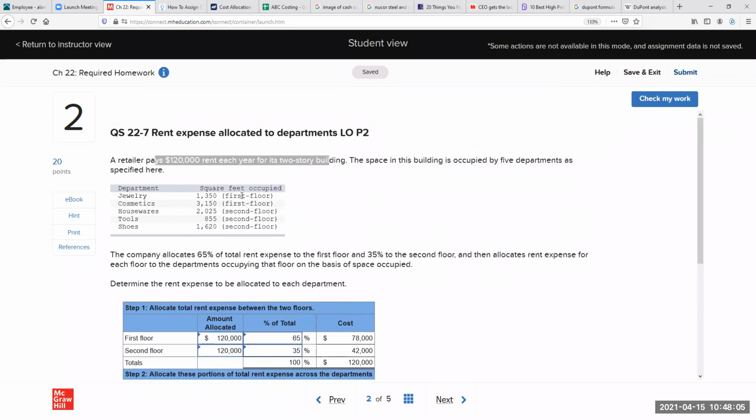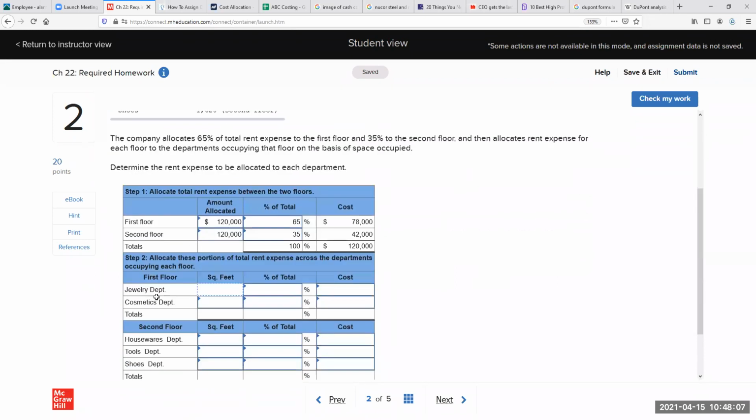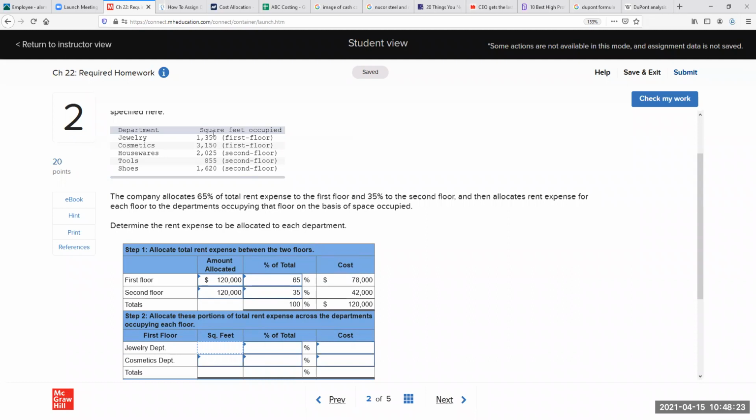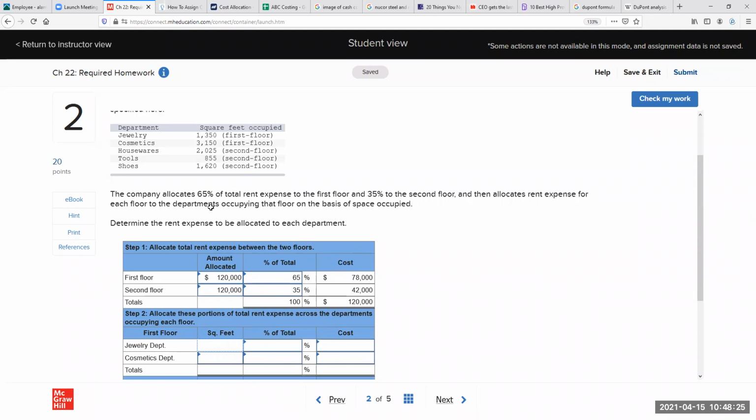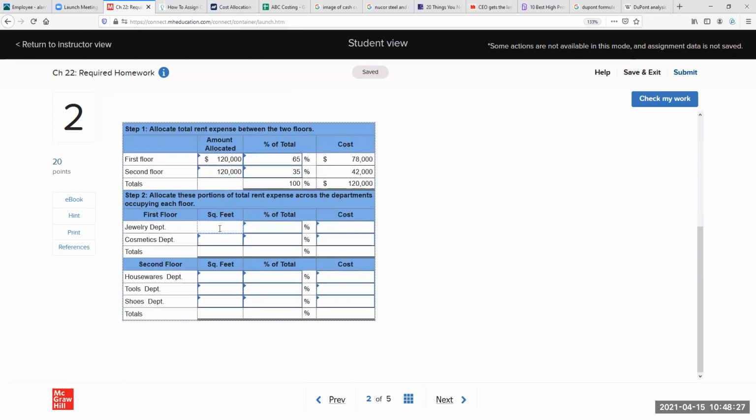All right, so then what do we have here? These are the first floor: jewelry and cosmetics are on the first floor, and housewares, tools, and shoes are on the second floor. So how many square feet? Let's allocate these as part of the total expenses. Jewelry. So let's put square feet: 1350 and 3150.